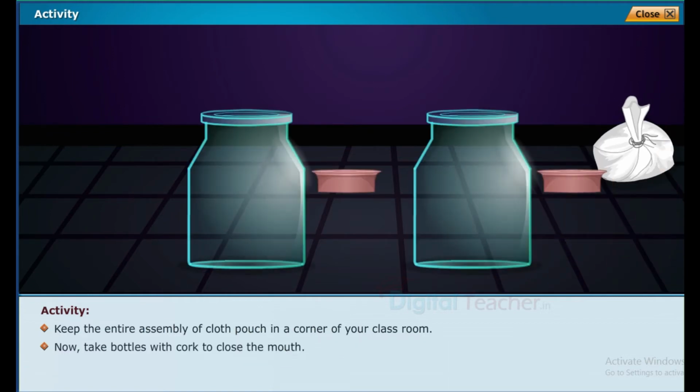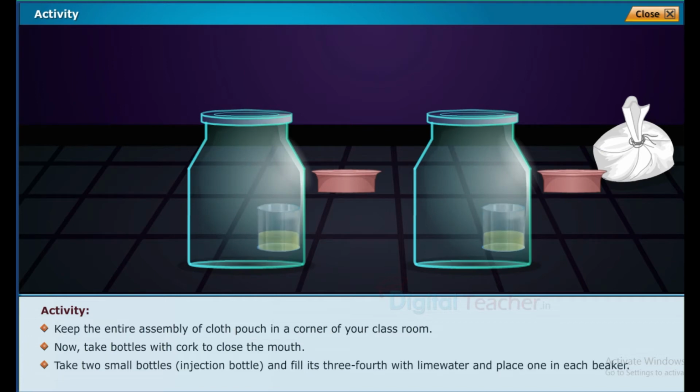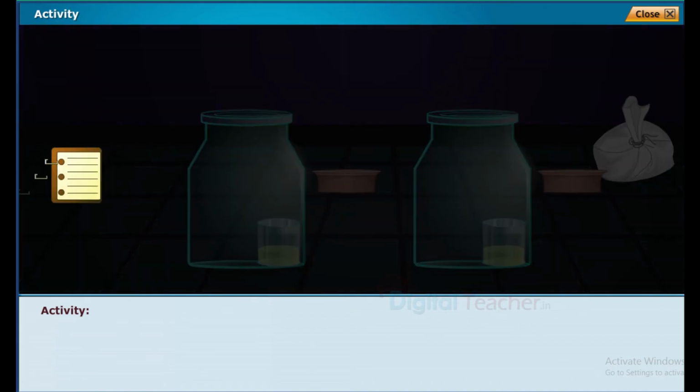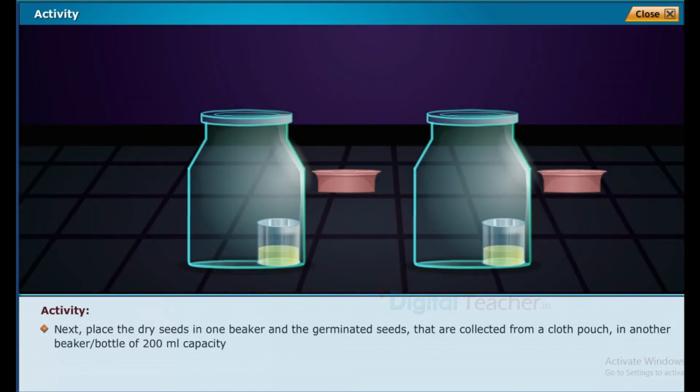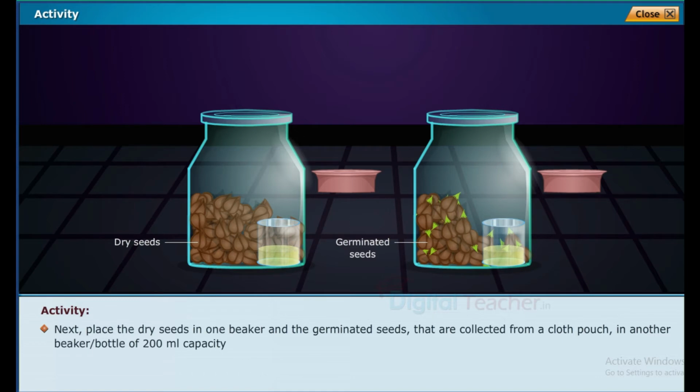Now take bottles with cork to close the mouth. Take 2 small bottles, like injection bottles, and fill them 3/4 with lime water and place one in each beaker. Next, place the dry seeds in one beaker and the germinated seeds that are collected from the cloth pouch in another beaker or bottle of 200 ml capacity.